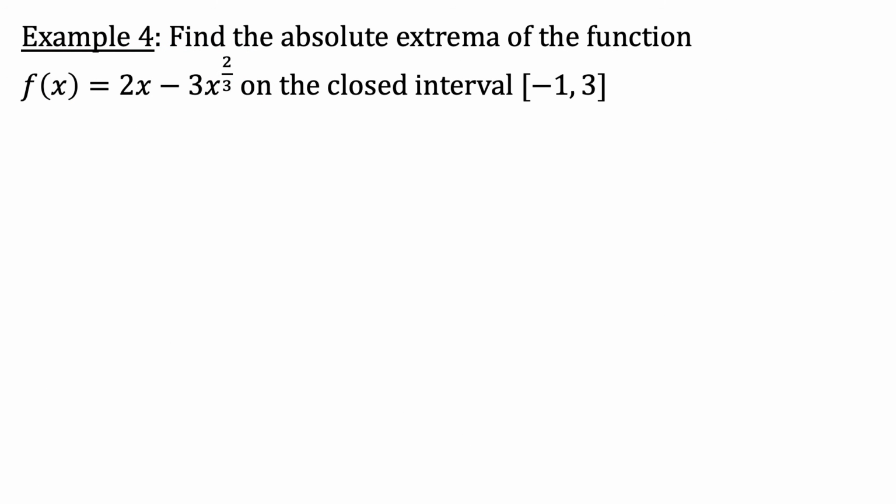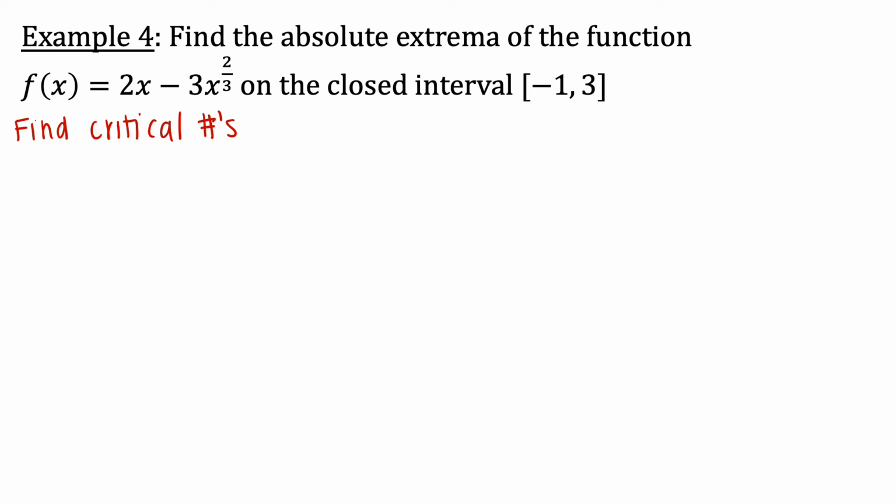Okay, just 2 more for today, but we are going to look at 2 that are a bit more interesting. Directions are the same. Find the absolute extrema of the function. Here we have a function f of x equals 2x minus 3x to the 2/3, and then we're looking at the closed interval from -1 to 3. So just like before, we're going to find our critical numbers, which we need to do by finding our derivative.